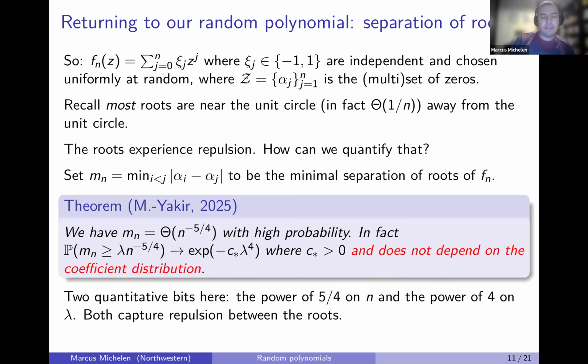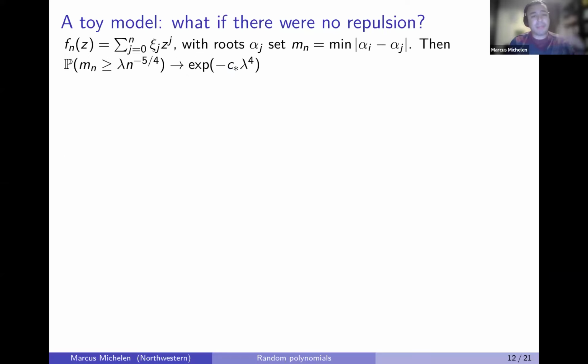Okay, so why is it that these are capturing repulsion? I want to give a toy example of what would happen if I pretended there was no repulsion. So this is our theorem. We said if I look at the number of how many roots there are within distance lambda n to the negative 5/4 of each other, I'm going to rescale to this quantity here.